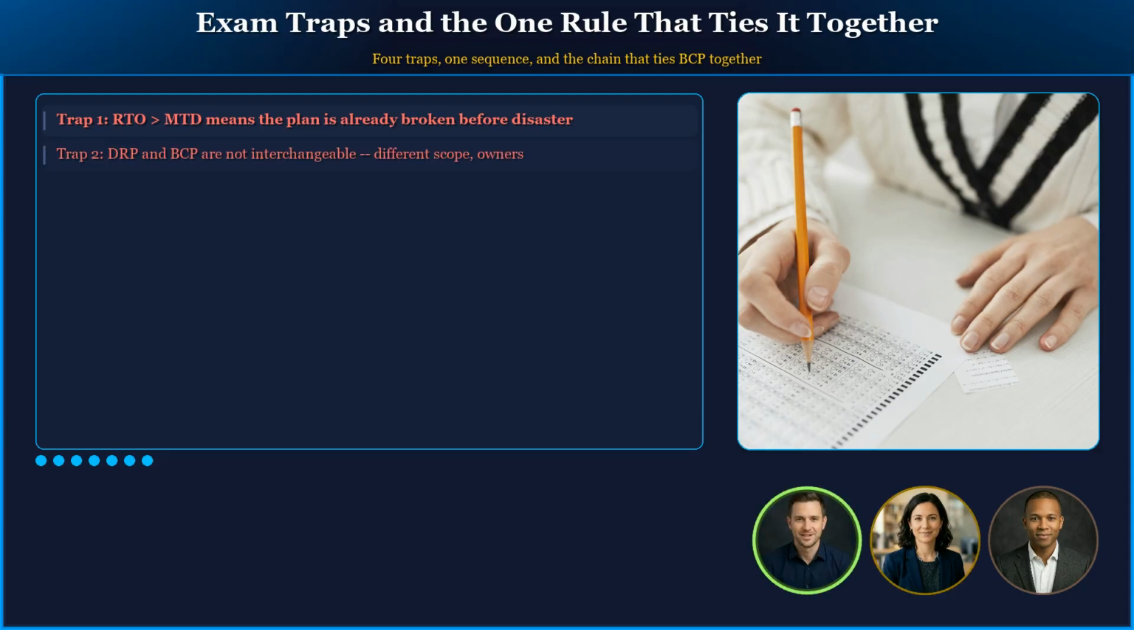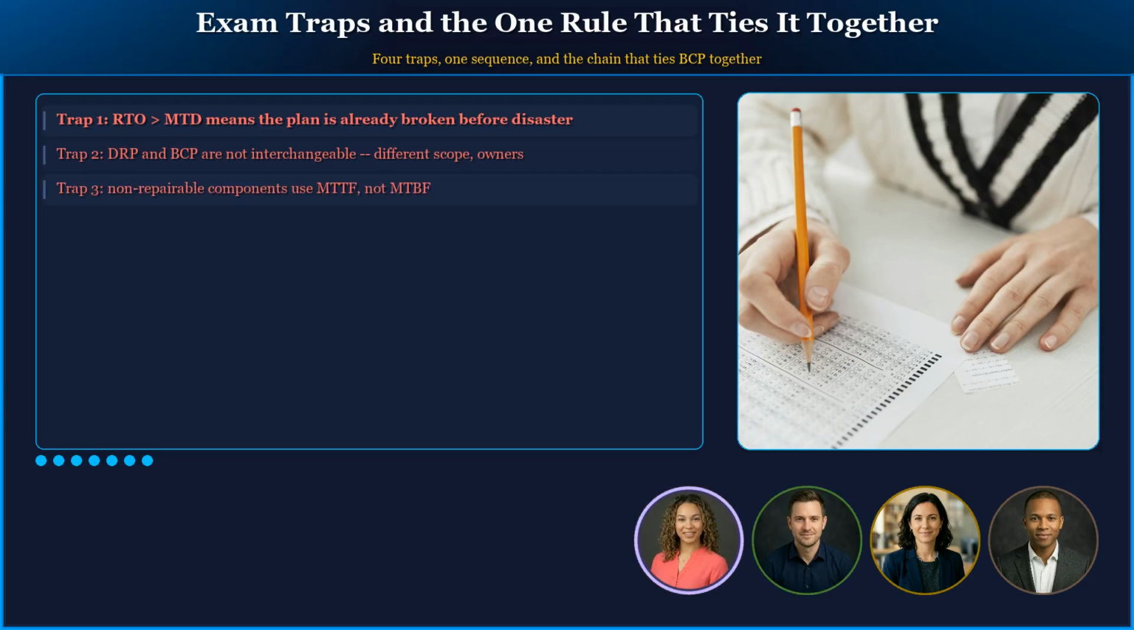Trap 1. A question presents a recovery time objective that is longer than the stated maximum tolerable downtime and asks if the business continuity plan is adequate. The trap answer is yes. The organization has a documented recovery plan. The correct answer is no. A recovery time objective that exceeds the maximum tolerable downtime means the plan guarantees failure before recovery is complete.